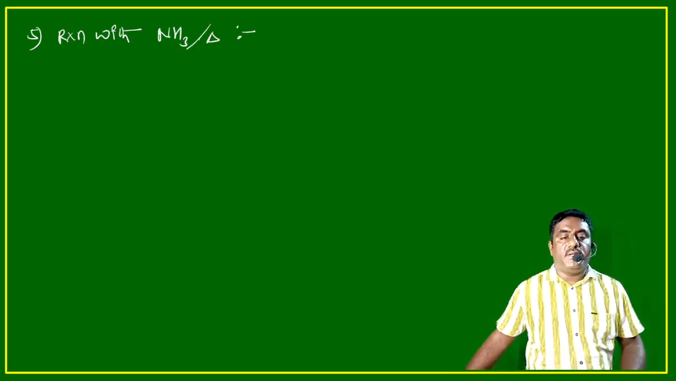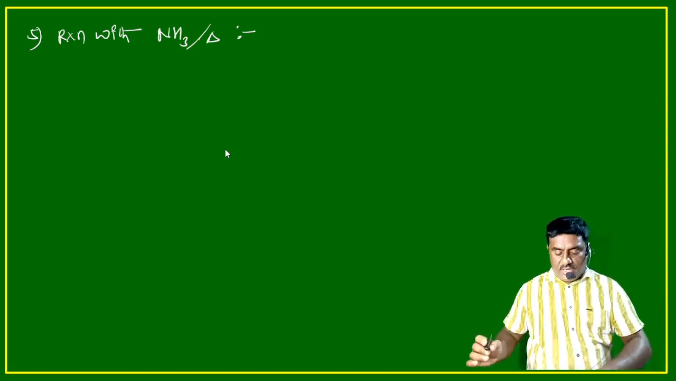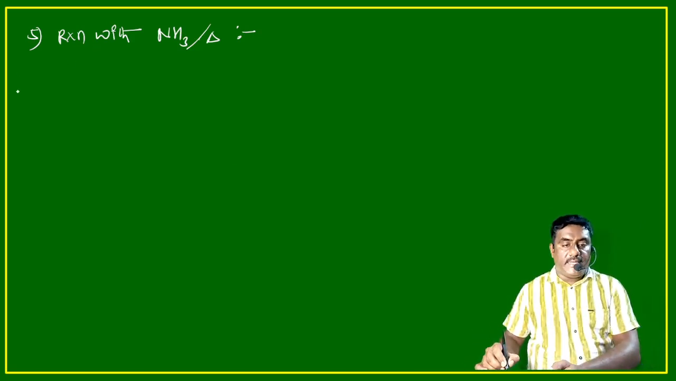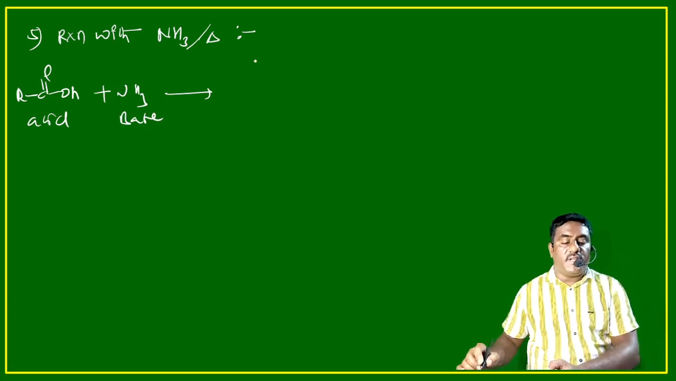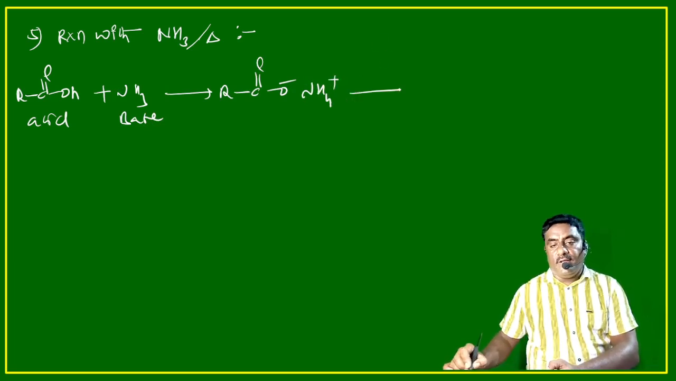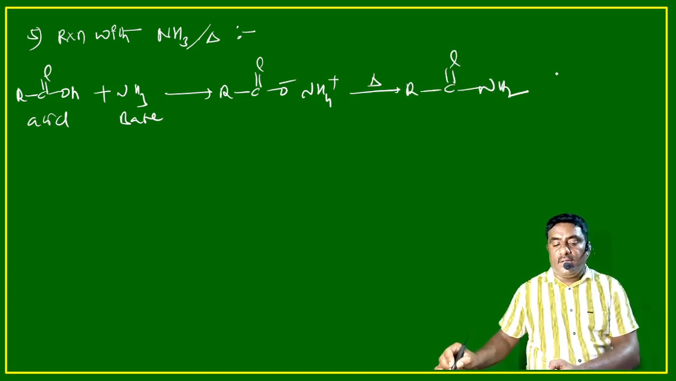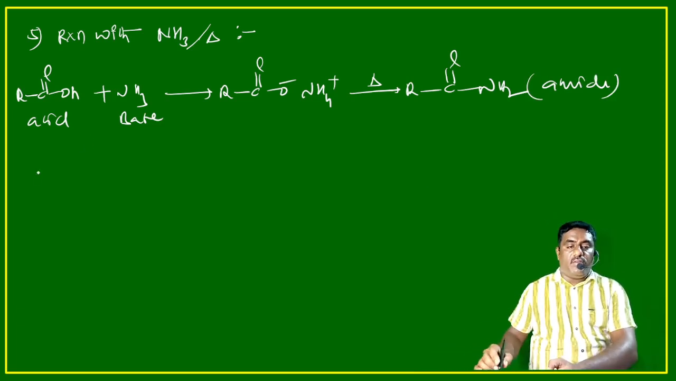Have a look at the next method. Reaction with NH3, reaction with ammonia. Carboxylic acid, or C double bond OH, in presence of ammonia NH3. So it is an acid, and ammonia is the base. It is an acid base reaction to form RCOO minus NH4 plus. When it is heated, it forms amide, or C double bond O NH2. It is an amide.